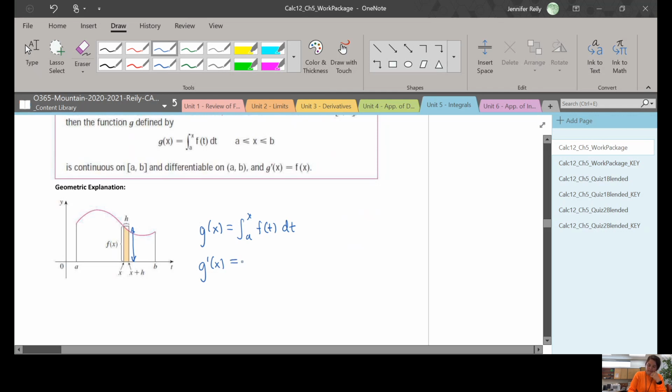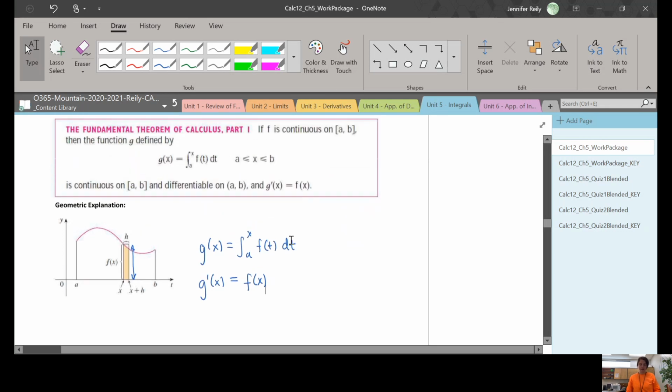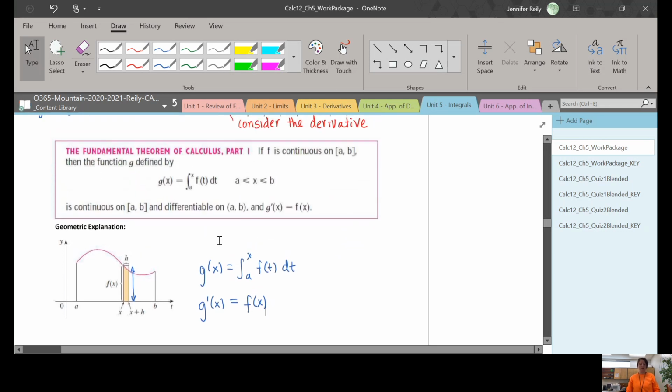So that's another way to kind of think about it. The rate of change in the area depends on the height of the function value at whatever point you're at. You don't have to memorize this theorem, but you should understand that the derivative kind of cancels out the integral. They're opposites of each other.